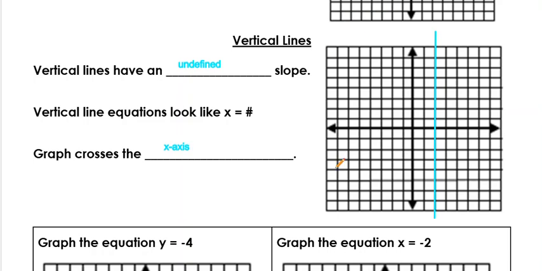So what would my equation here be? Well, it crosses my x-axis here at 2, right? So my equation would just be x equals 2. So if you ever see an equation that just has x equals a number, just like this, that means it's a slope that is undefined and it's a vertical line going through this point.